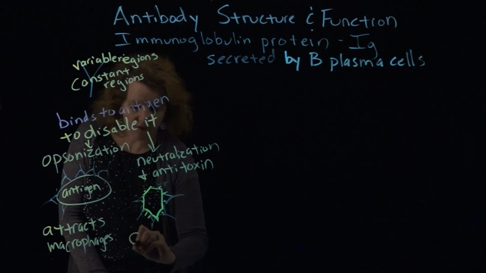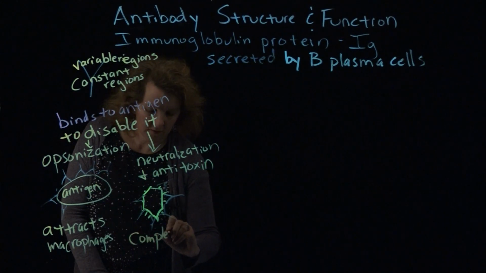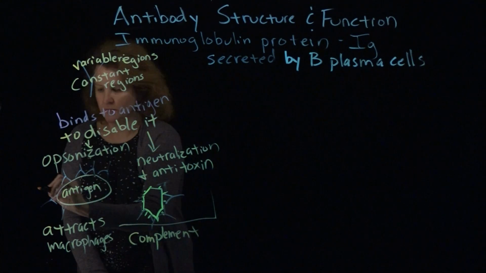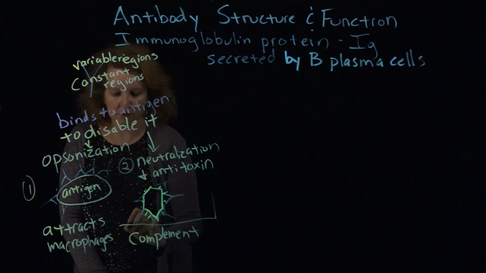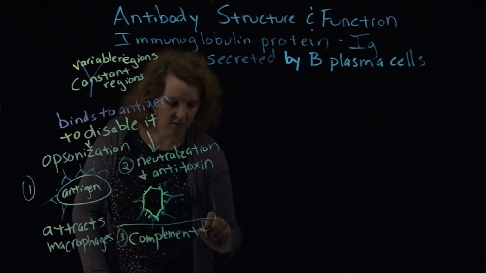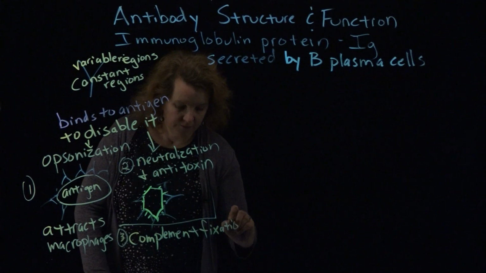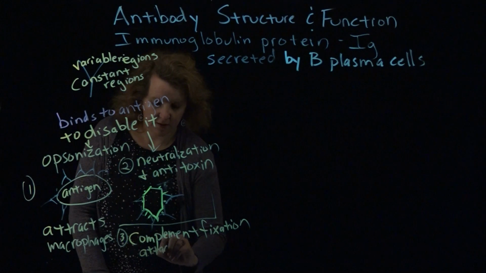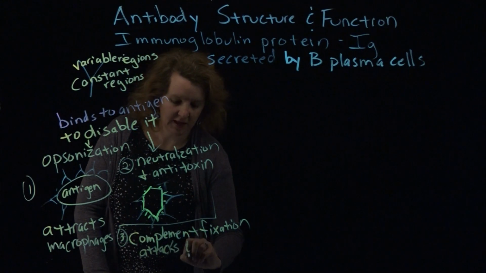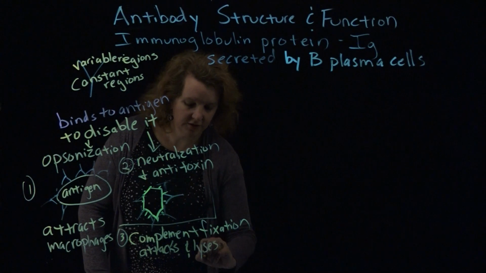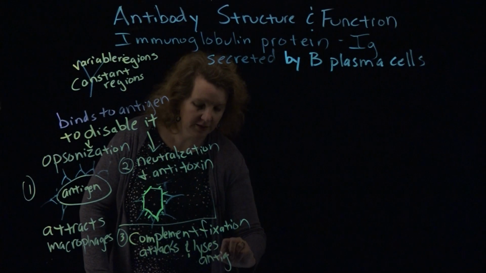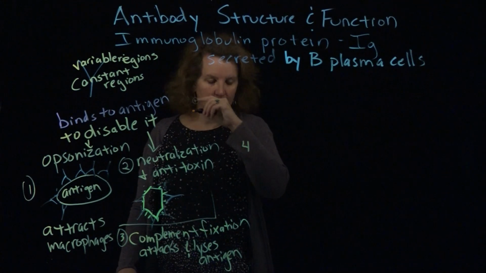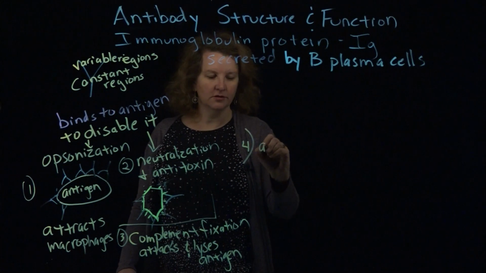There's another one called complement fixation. Something separate. So we've got 1, 2, 3. And complement fixation actually attacks and lyses the antigen. So this would work well on a bacterial cell, for example. And then the last one is agglutination.